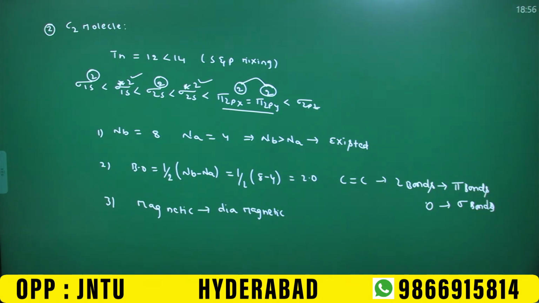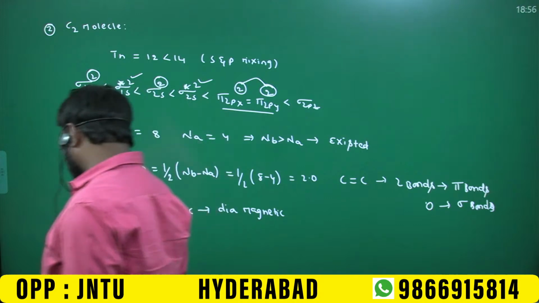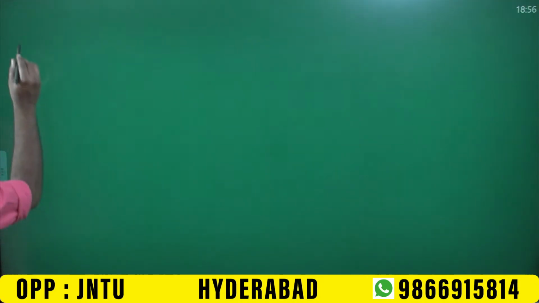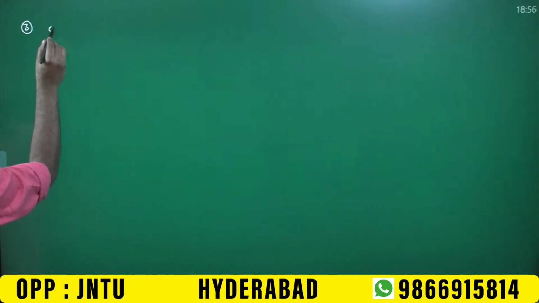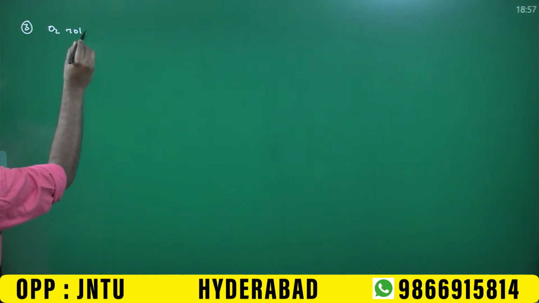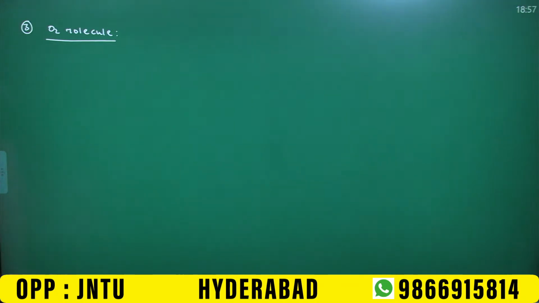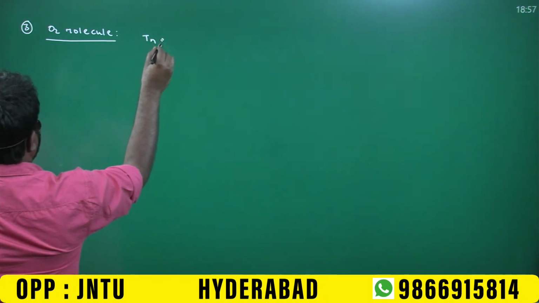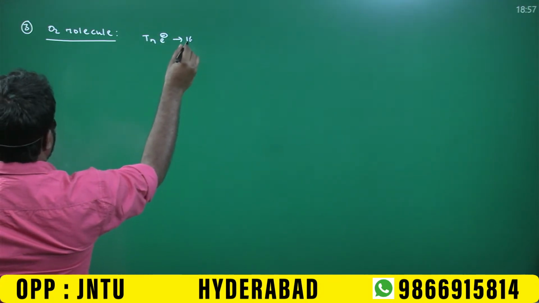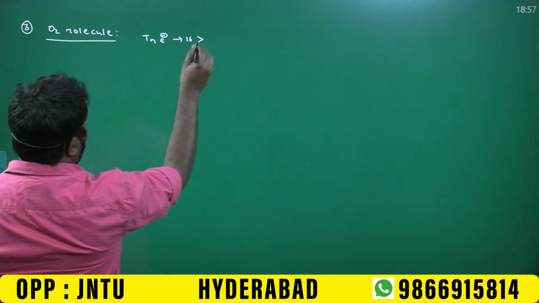Then coming to the next one, the O2 molecule. Third example, O2 molecule. What is the atomic number of oxygen? 8. So for 2 oxygens, 16. So the total number of electrons is 16, right? So 16 is greater than 14.